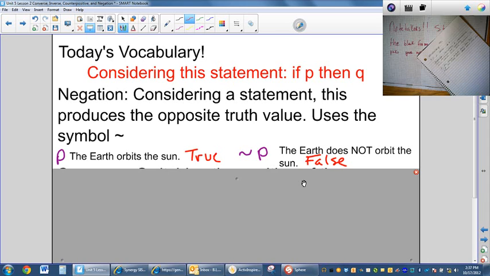So one of the big parts of geometry is that we're going to write proofs. To prove certain things, we're going to make a statement. For instance, if two lines intersect and they create 90-degree angles, then they are perpendicular. To prove that's a theorem about lines, we need to prove that the inverse, converse, and contrapositive are all also true. So that's why I need to have this background.